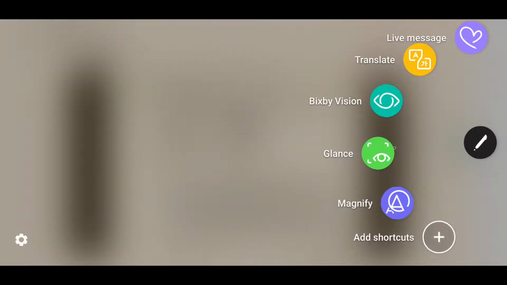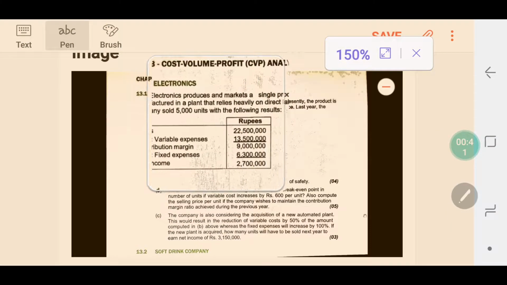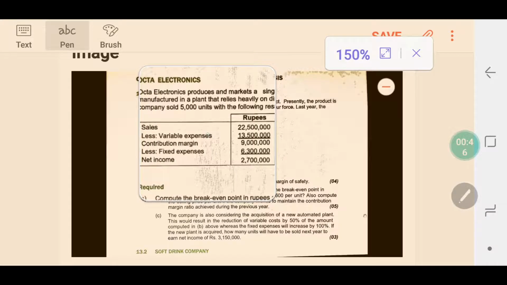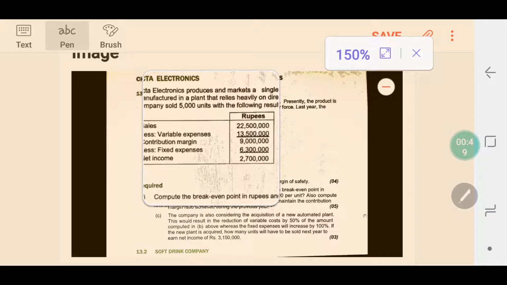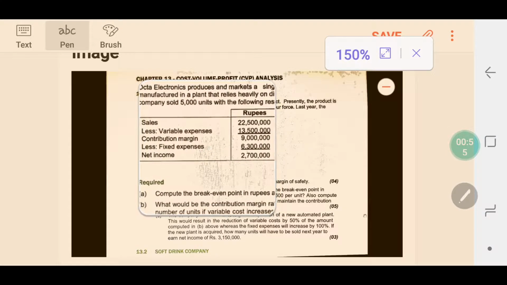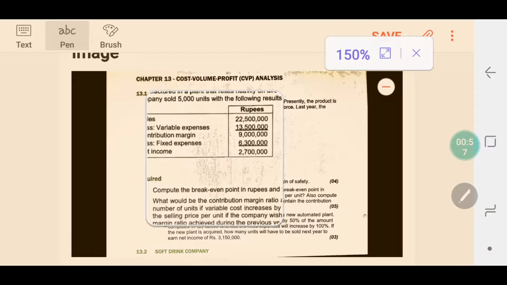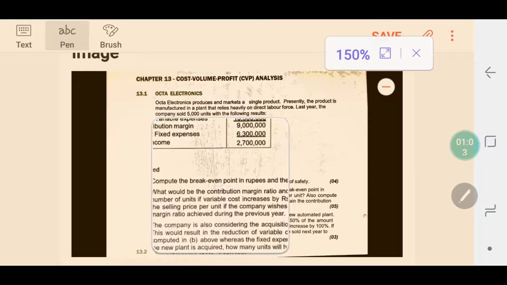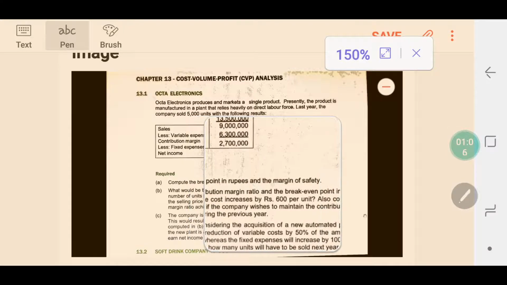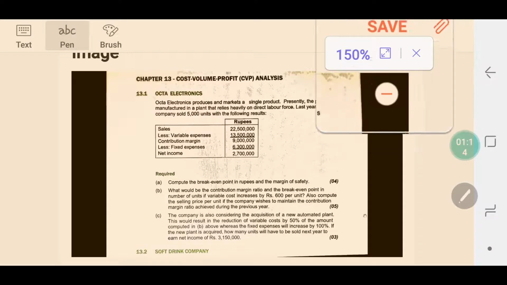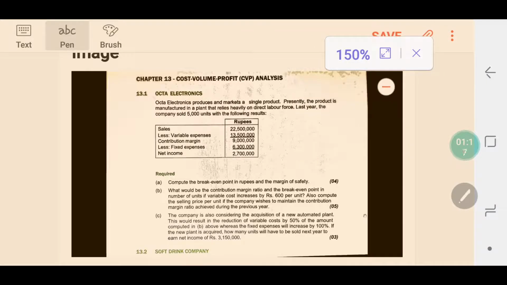Let me magnify here to make us see it better. This is the information which has been given. Sales 22,500,000. Less variable expenses 13,500,000. Contribution margin, fixed expenses, and net income have all been given here. In particular, we were asked to compute the break-even point in rupee and the margin of safety, which have been done in the previous video. So go back to the previous video, or we will show our videos here. You will see here.